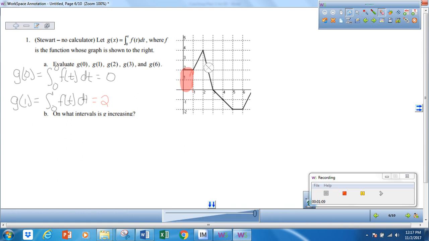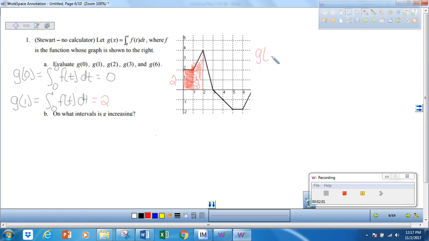So g of 3 is now all of this area. Oh, we have to find g of 2. Sorry, I skipped something. G of 2 is all of this. So g of 2 is the area from here forward. Okay? So what may be a nice thing to do is that I can break this into 2 areas. I already know that the area from 0 to 1 is 2.